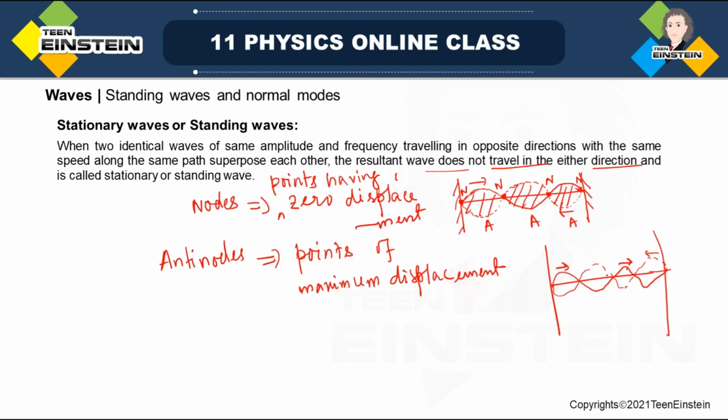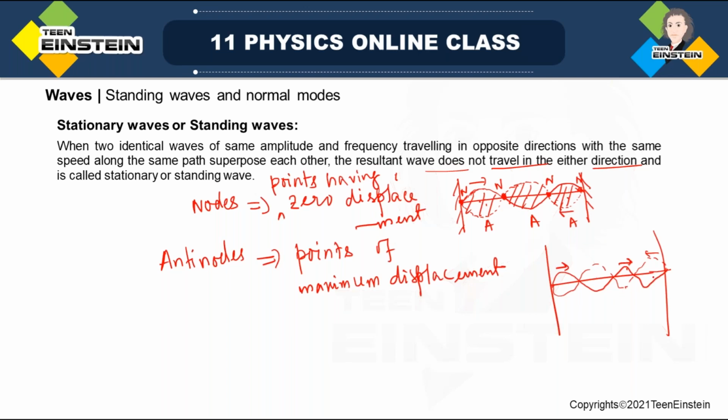These waves are actually progressive waves. They are individually traveling, even though they are producing a new wave that is called a standing wave, which contains nodes and antinodes. And those node and antinode points are not at all moving. Neither the nodes nor the antinodes are moving. So nodes cannot become antinodes anytime. That's why it is called a standing wave, or stationary wave.